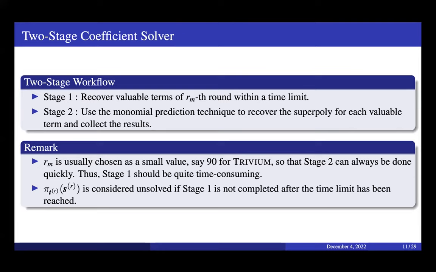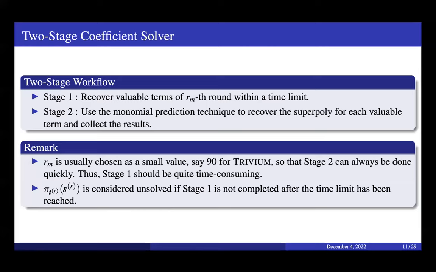And now we can divide our coefficient solver into two stages. After the first stage, we try to recover the valuable terms of IM's round within a time limit. And at the second stage, we use the monomial prediction technique to recover the superpoly for each valuable term. And we then collect the results. Since IM is usually very small, the second stage can always be done very quickly. So most of the time-consuming part should be the first stage.